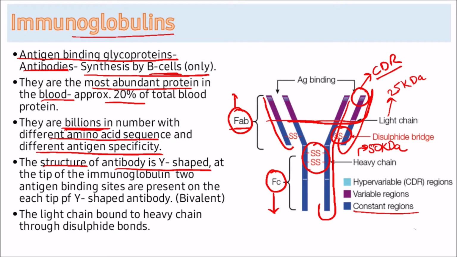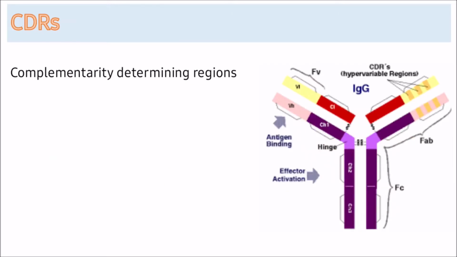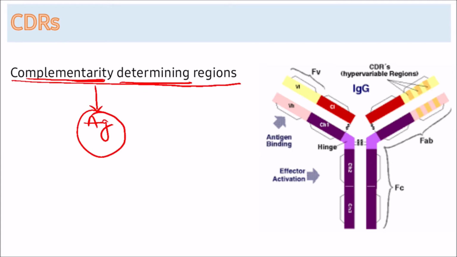And coming to the CDRs, CDR stands for complementarity determining region. As its name says, it shows complementarity to the antigen that enters our body, so that the antibody gives a response against this antigen. So here in this figure, as we can see, this is the variable part, it has CDRs, and here somewhere is the hinge region. I will discuss this hinge region later on.